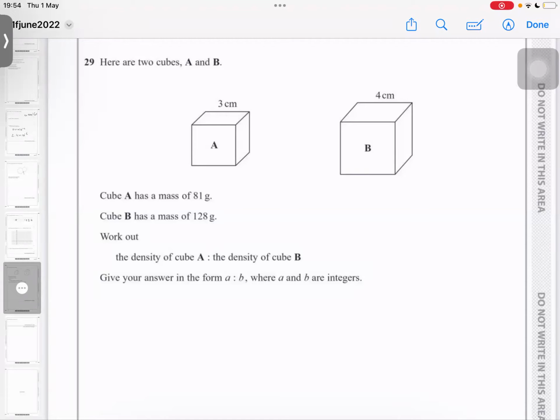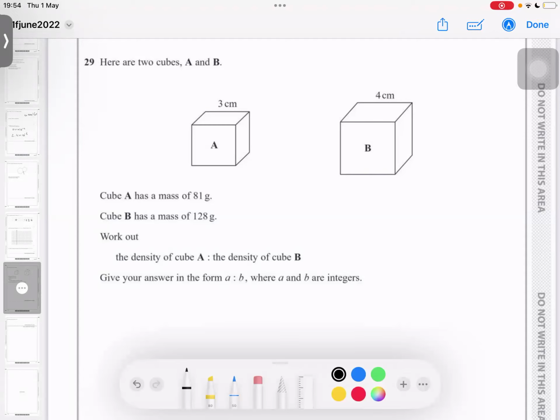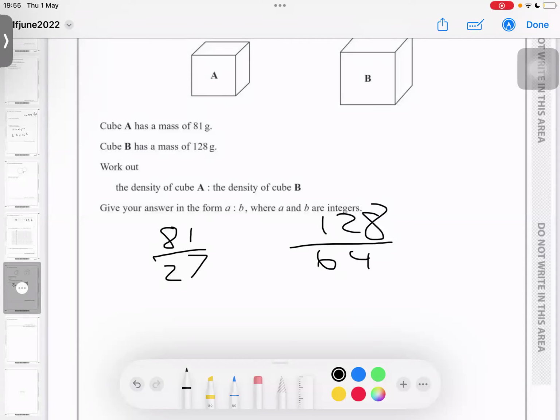Okay. So the density for A is going to be simply 81 over 27. Let's write it down, so we might see things that will cancel themselves out. That's the density for A: 81 over 27. Just write it down. Then for B it is 128 over 64.